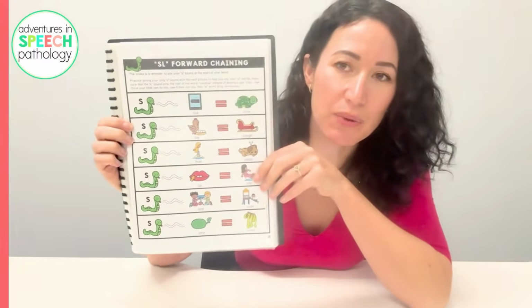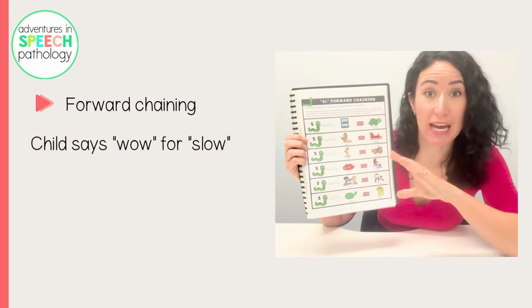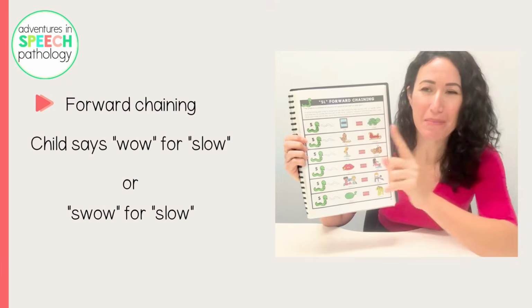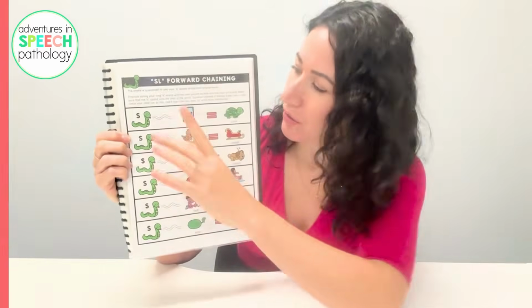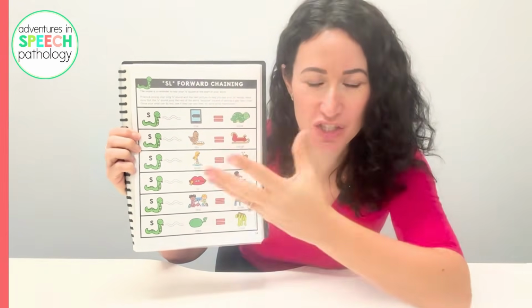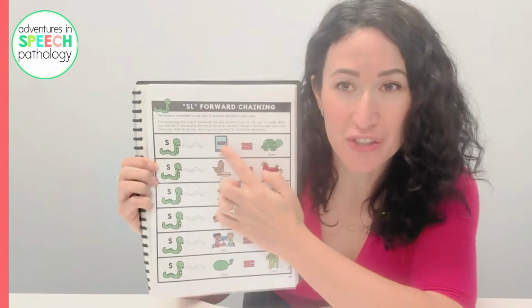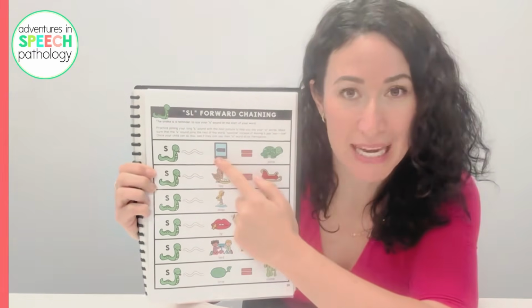So the first thing is we went back to our cues and what we know is successful. And for this child, it is with some forward chaining. When this child would usually see a word like slow, they would usually say whoa, or if they remember to put their snake sound on, it might sound like swow. So we go back to this visual at the start of our session, just to remind ourselves that we can trick ourselves and we can help break down this tricky word into something easy.